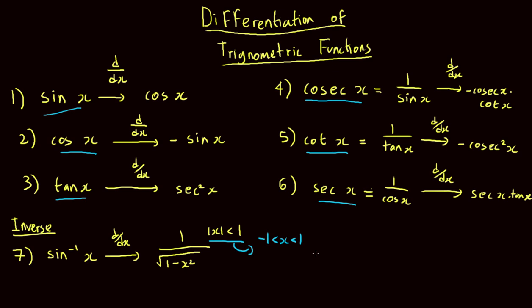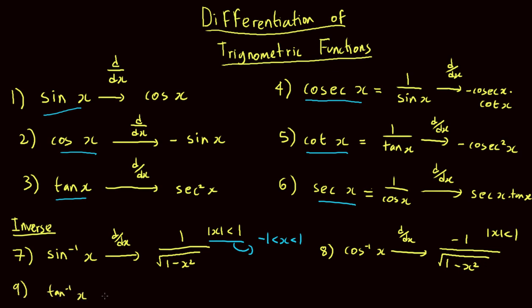And likewise for the inverse of cosine of x, if you find the derivative, it equals negative 1 over the square root of 1 minus x squared, alright? Again with the same restrictions, okay? Modulus of x is within 1, and seemingly you don't have space actually, but I'm gonna have to write it here. The last one is tan inverse x, alright?